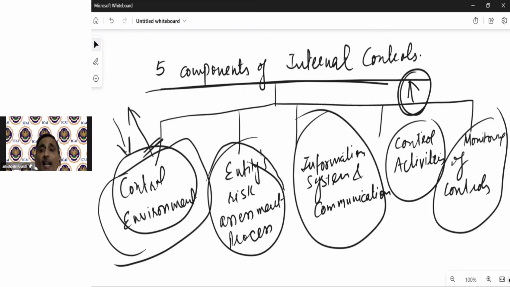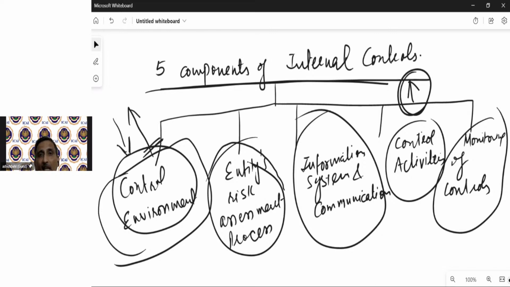And the last component is monitoring of controls, that is, overall monitoring relating to controls. Okay, so guys, first of all you have to try to remember the correct names of these 5 components. While studying this subtopic, try to remember the 5 names of components of internal control.